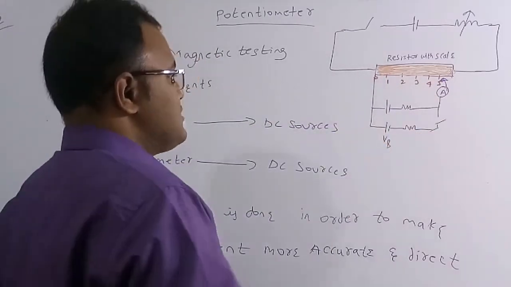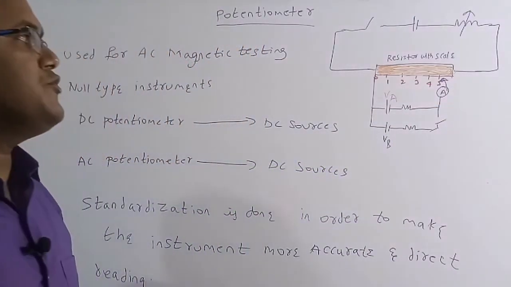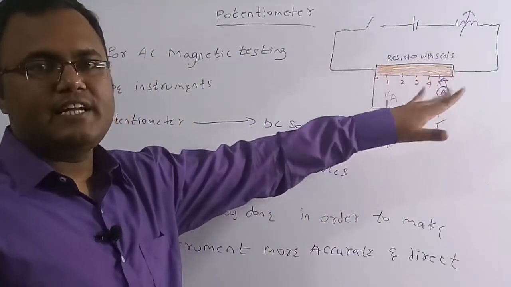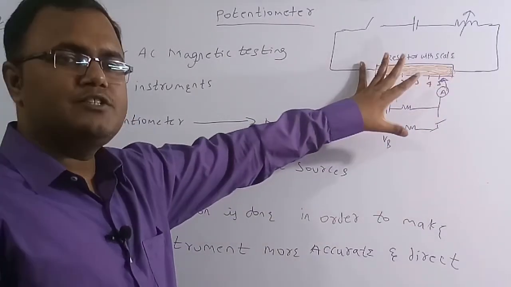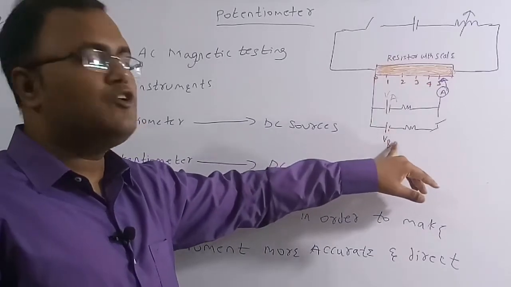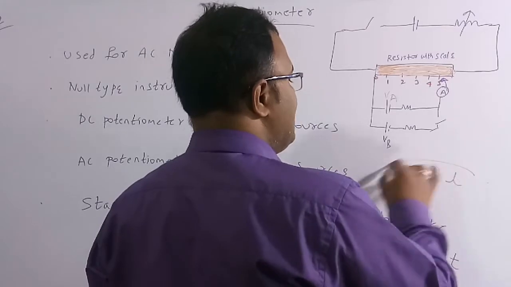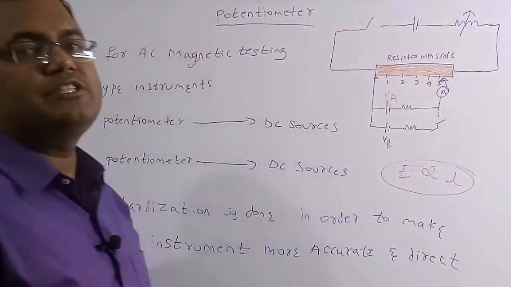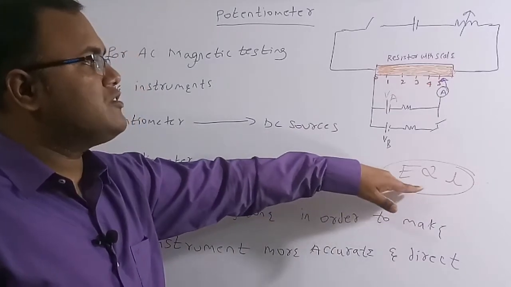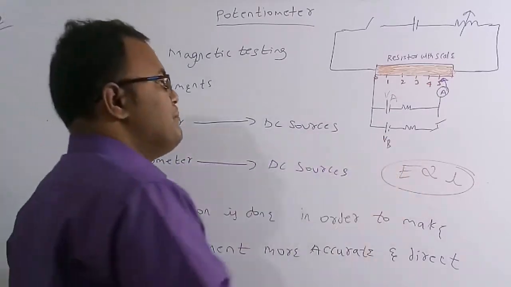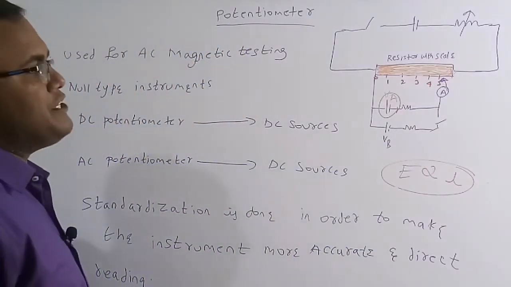So here there is some source. Suppose the source name is VA. Because of this source, we are going to standardize this scale, and VB is the unknown source. With the help of this circuit, we are going to figure out the unknown voltage, because here the EMF is directly proportional to the length on the scale of this resistor. So with the help of this voltage, we are going to standardize this potentiometer.